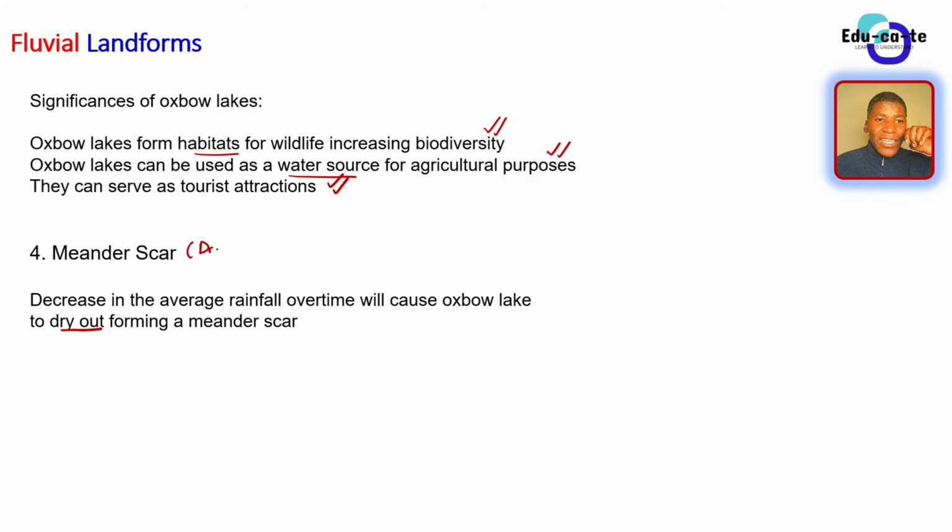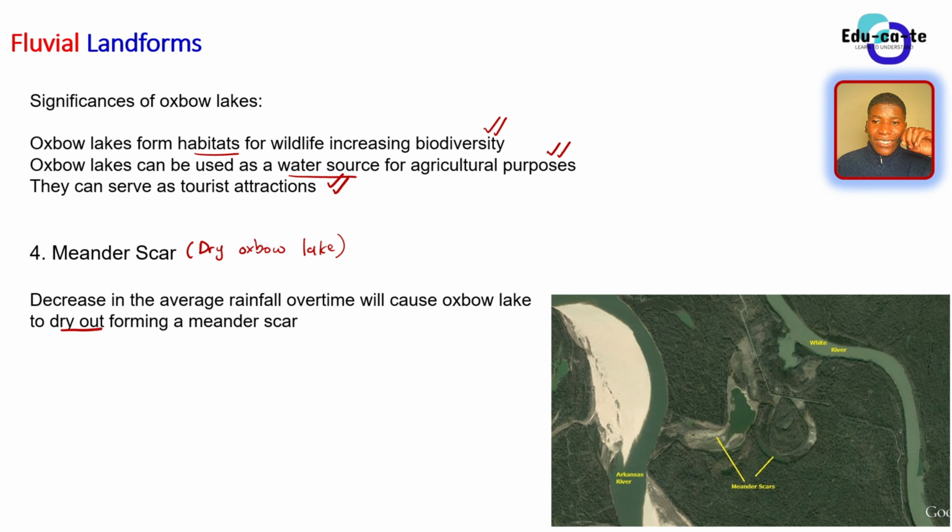So a meander scar is a dry oxbow lake. It's an oxbow lake, but it is dry, of course, because it doesn't have water anymore because there's been a decrease in the average rainfall over time. So it looks like this.